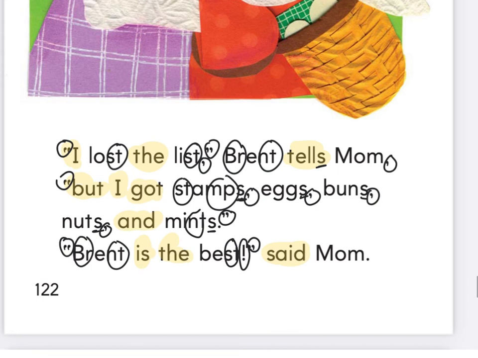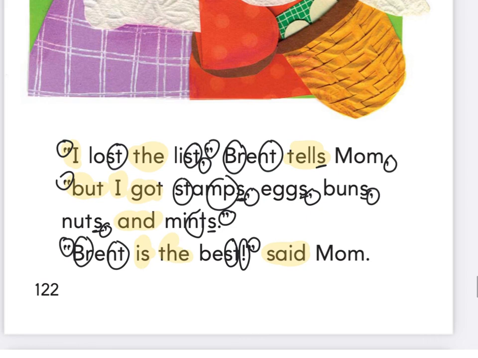So we got a lot of stuff going on. We got some ending blends. Okay. We got some quotation marks and commas. And we got a lot of plural nouns here that end with S. And there's commas in between those as well. Okay. Go ahead and practice reading this to yourself at least three times. Okay. Press play when you're ready to read together.